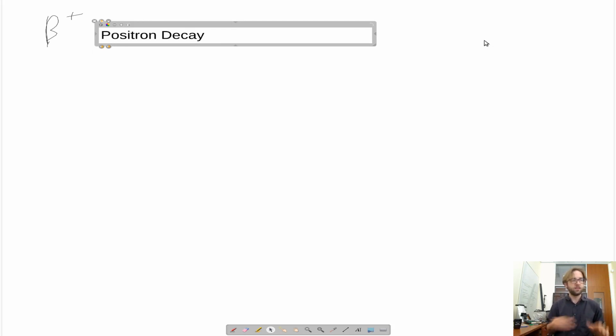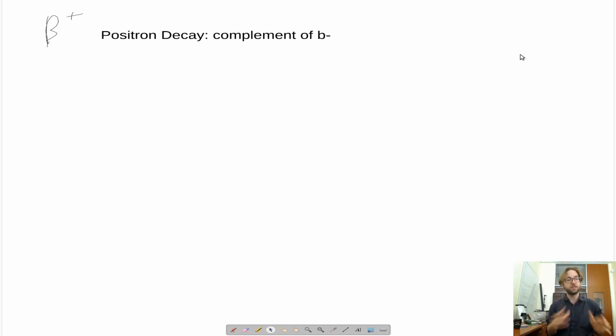So it's the complement, really, of beta minus. So beta minus decay occurred when the nucleus had too many neutrons. Positron decay, or beta plus decay, happens when the nucleus has too many protons. So the nucleus has too much positive charge, or too high of a charge density inside of the nucleus, and so it wants to get rid of some of that charge.